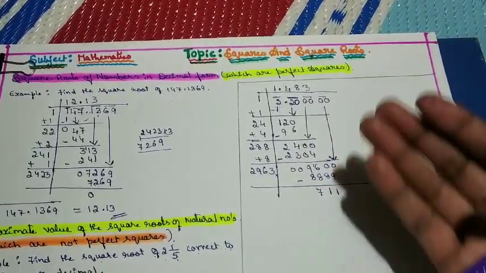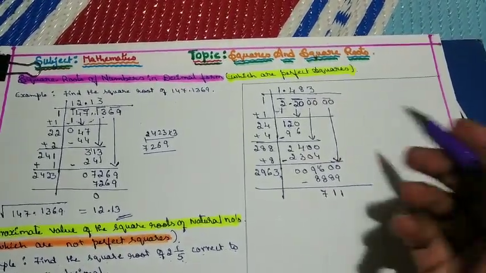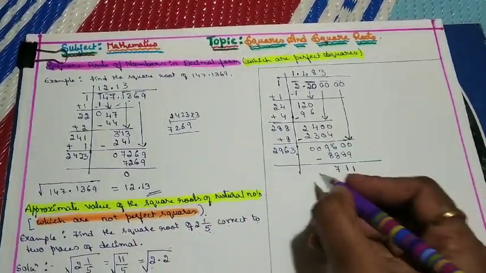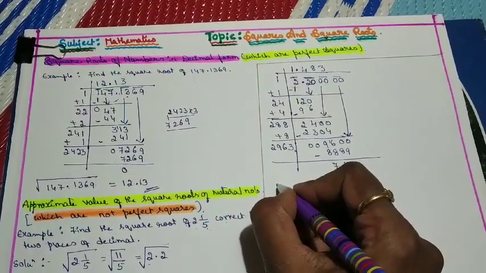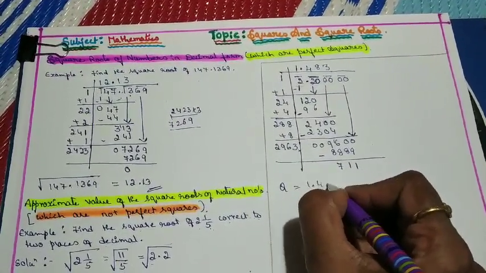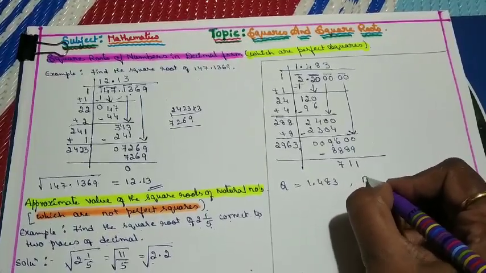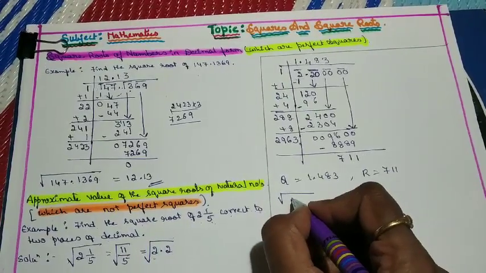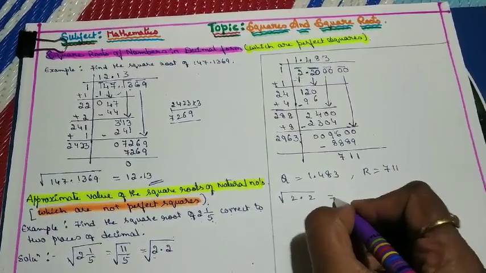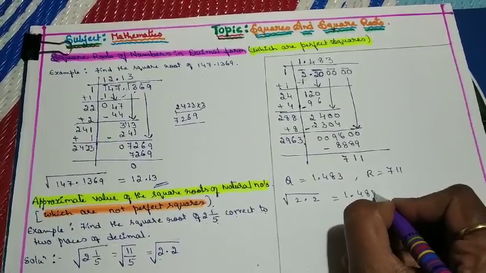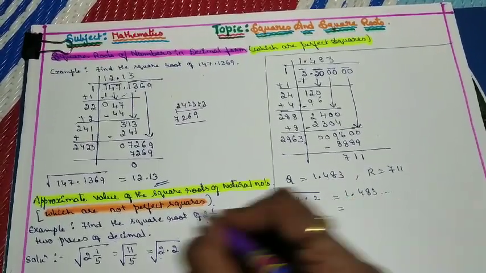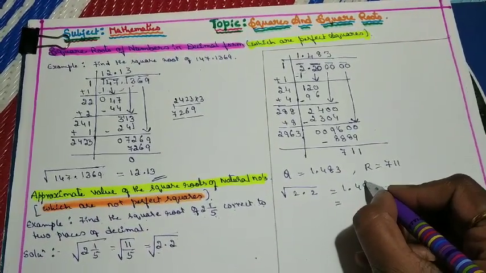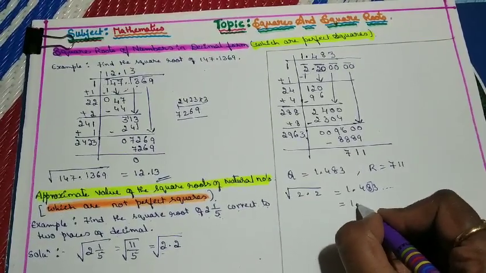So the long division will go continuous process, but according to the question we need to round off to 2 places of decimal. So I'll stop the division here. I will write that quotient is equal to 1.483 and the remainder equal to 711. And if I write square root of 2.2 is nothing but 1.483 and so on. And since it is asked to round off to 2 places of decimal, so I'll round off to second place of decimal, so 1.4.